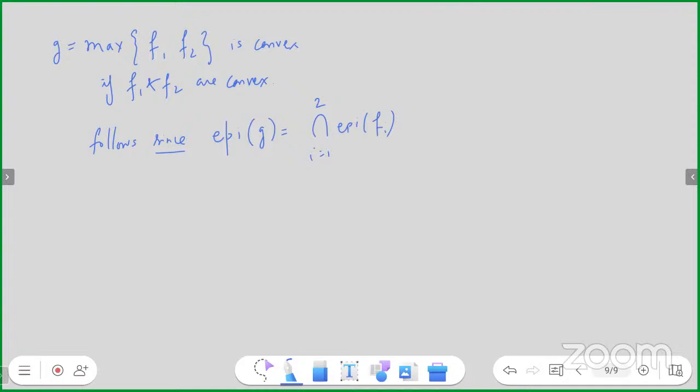This is convex, intersection is convex, so this is convex, so G is convex. Okay. I also asked you last time about this composition, F of G. Is this convex? So all you are given is F and G are convex.